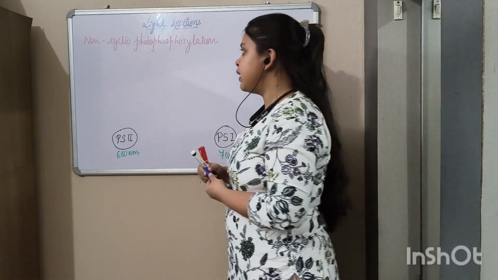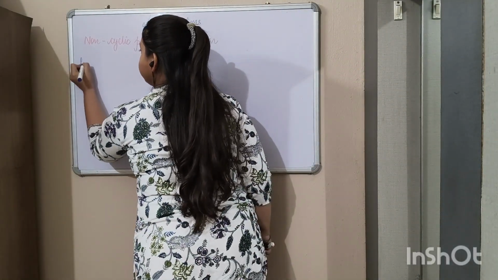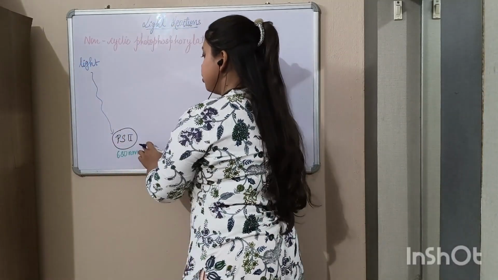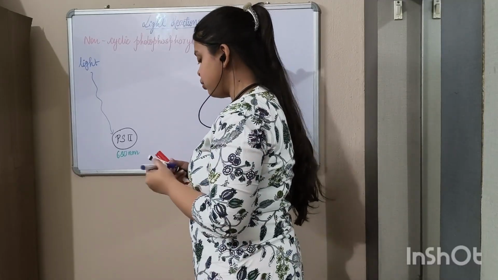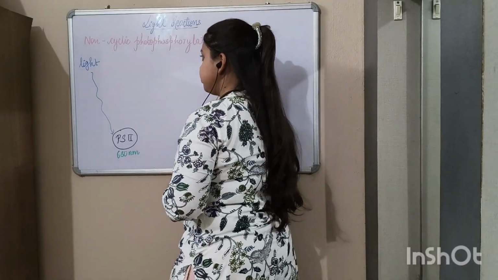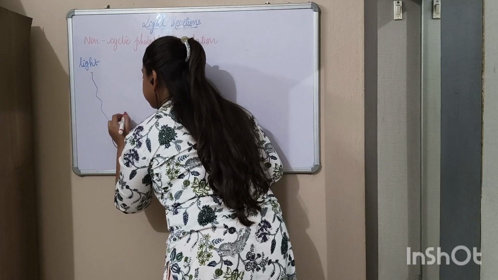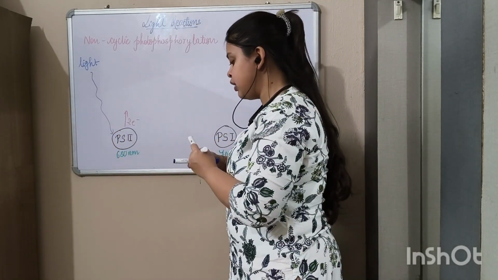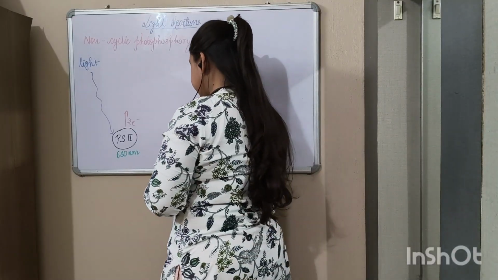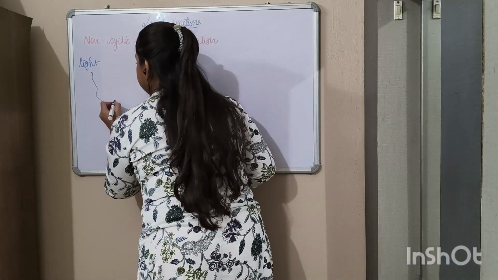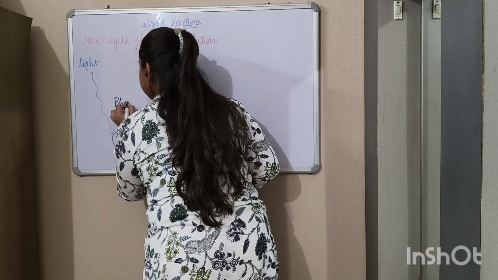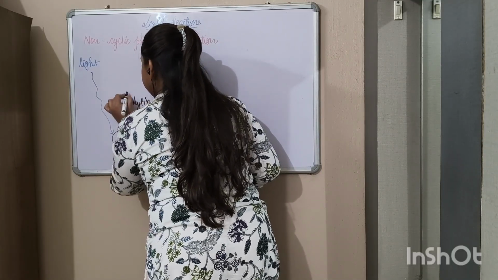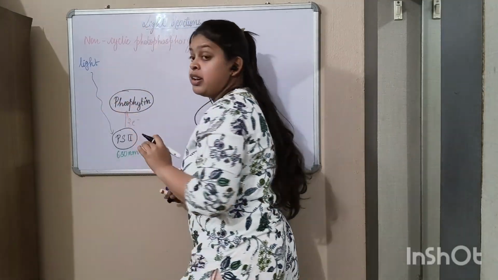What happens when the light falls on photosystem 2? The electrons of photosystem 2 will get excited. So 2 electrons from photosystem 2 will be released to the next electron carrier, that is pheophytin. Pheophytin is an electron carrier. It is also a modified chlorophyll A molecule which lacks the central magnesium.